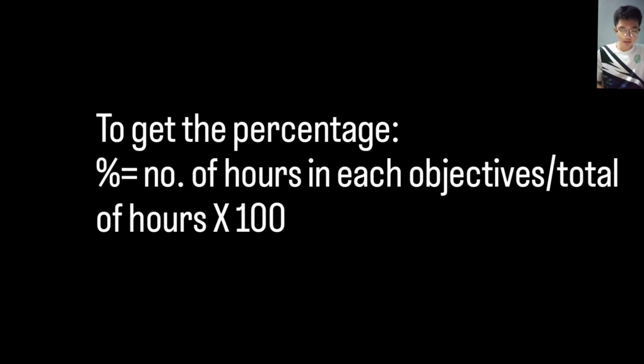For the second learning competency, 5 divided by 30 times 100, the result would be 17%. 10 divided by 30 times 100, the result would be 33%. So that's how easy it is to get the percentage.